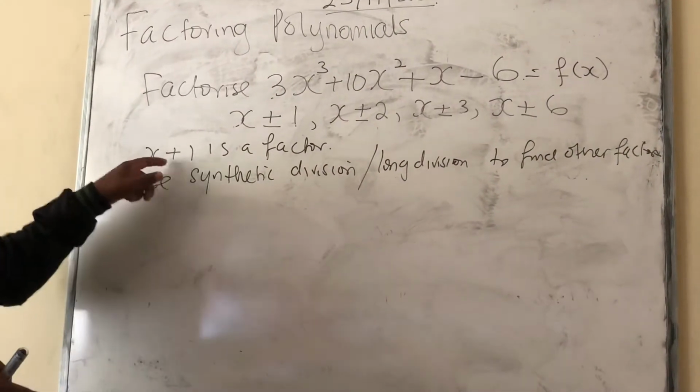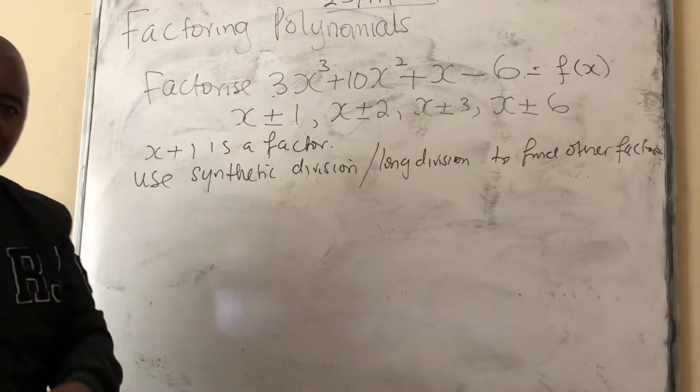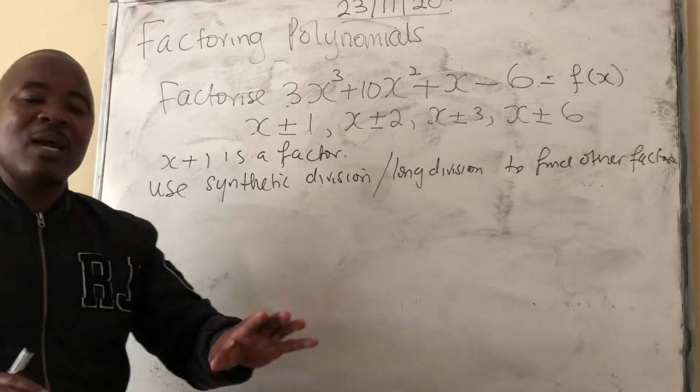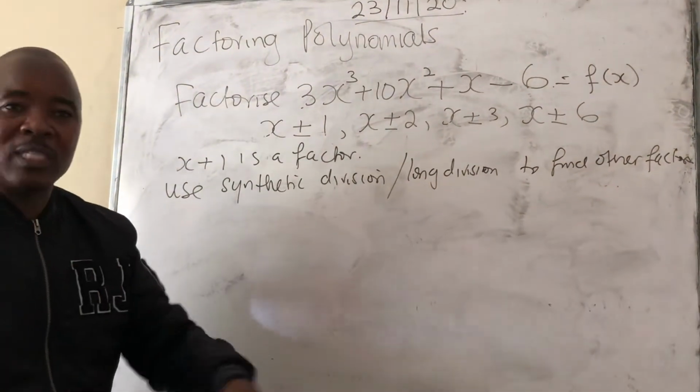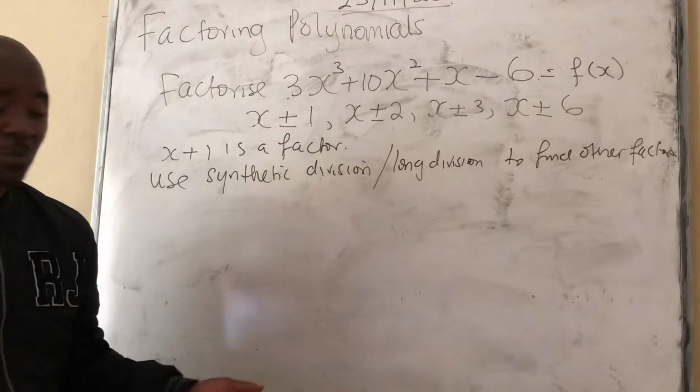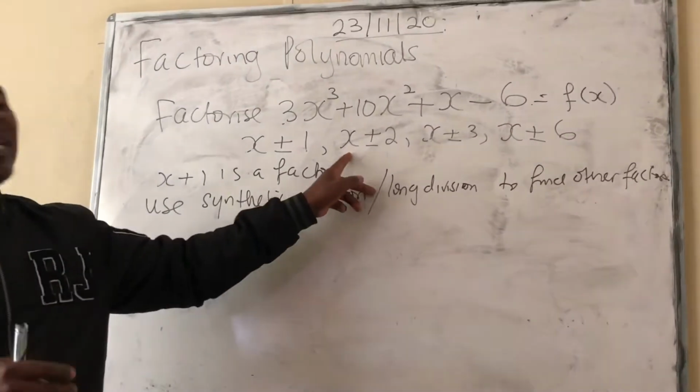Remember, x plus 1 is a factor. Why? Because it leaves no remainder. If it was leaving a remainder, we would disregard it. We discard it, take x minus 1, check it. If x minus 1 does not work for us, we leave it. You go to x plus 2.